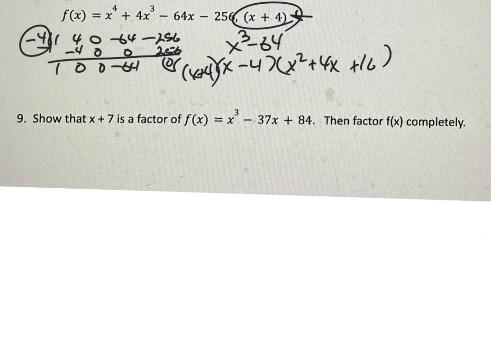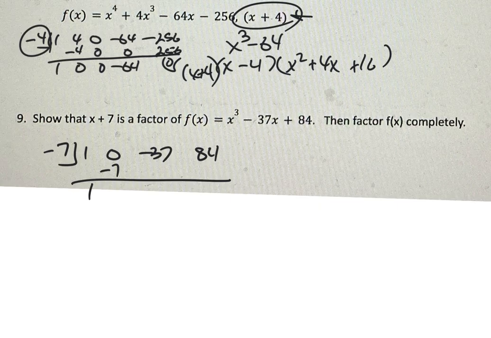Number 9, just show that it's a factor first and then factor completely. Okay, so it's really the same kind of problem, different language, same kind of problem. Putting negative 7 in here, 1, 0, negative 37, 84. Bring down the 1, multiply, add, multiply, add, multiply. Yep, it's a factor. That's all you got to do to show that it's a factor. Okay, you got 0. That's the first step.